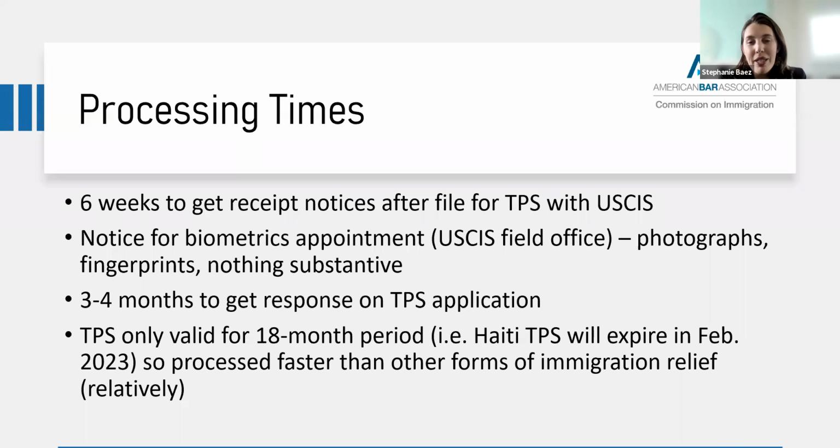We all know that there are big delays in immigration processing, but relatively speaking, TPS tends to be processed faster than other types of immigration relief because it's a short-term type of relief. So, it expires if it's only valid for an 18-month period, so there needs to be a little bit more expedited processing, but there's still plenty of delays in the TPS world.